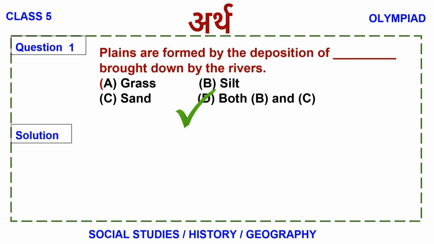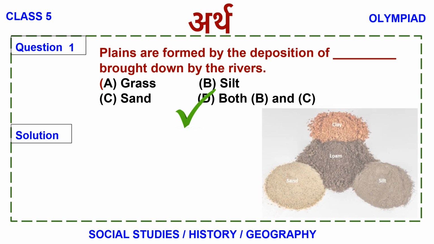But do you know how silt looks like, how sand looks like, and what are other types of such depositions brought? Let's have a look. There is a sand, there is a silt, there is a loam, and there is something called as clay. We all know that, right? So that is how it looks like from a distance, right? So sand and silt is our answer. When the rivers bring them together with them and they deposit it elsewhere, that is how plains are formed.